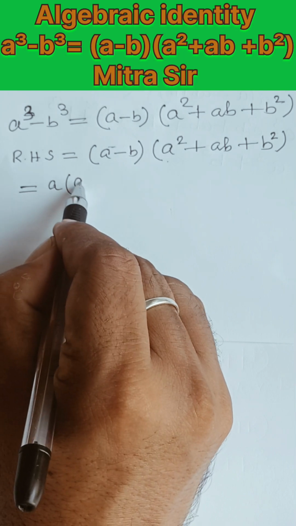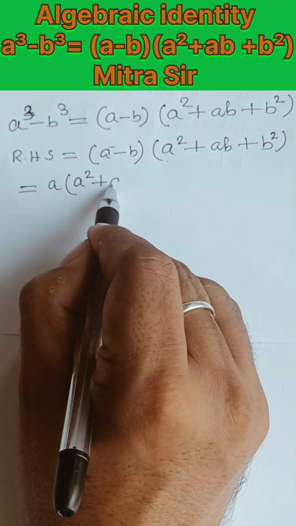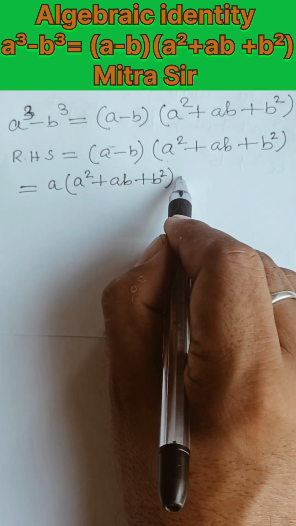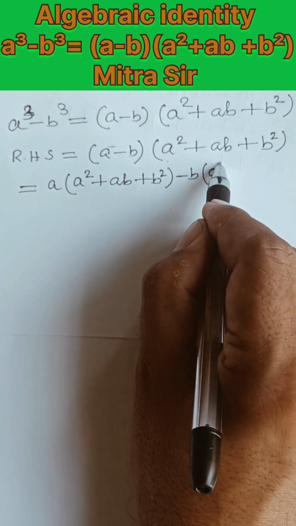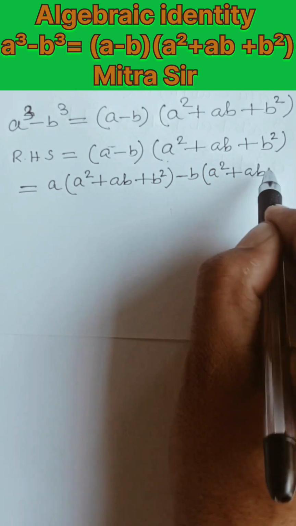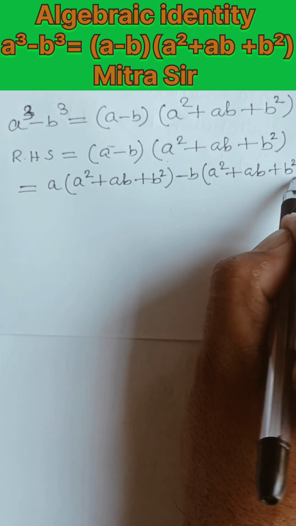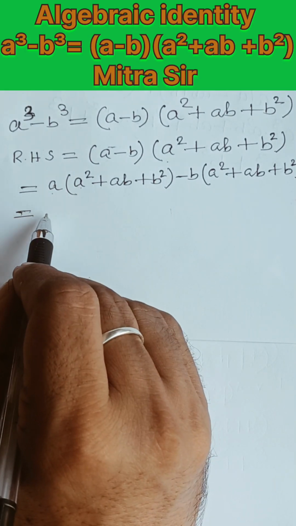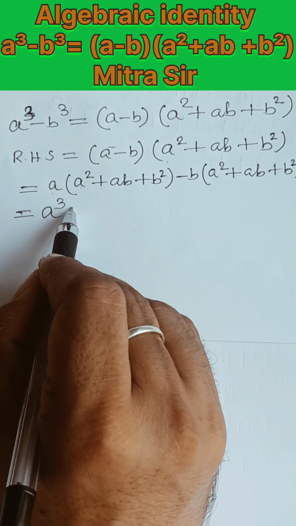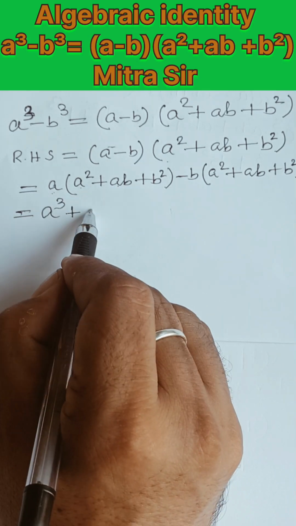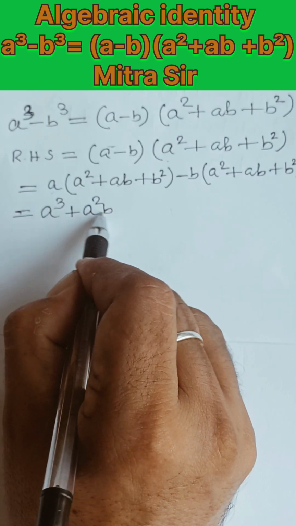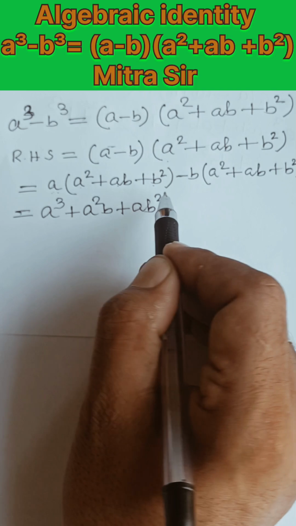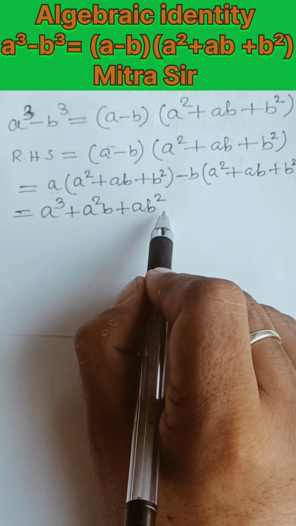So a multiplied by a square plus ab plus b square, again minus b multiplied with a square plus ab plus b square, right? Again I am going to apply the distribution property, that is a into a square, that will give me a cube, plus a into ab, so that will be a square b, plus a into b square, that is ab square.